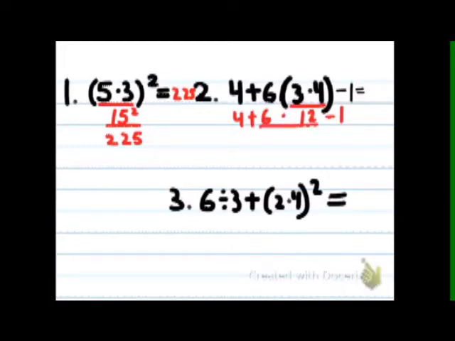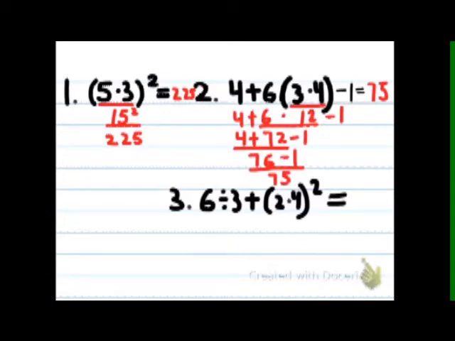So the next step is multiplication. So it will equal 72. Then the next step is division, and there's no division in this problem. So then we go to adding. So 72 plus 4 is 76. And then the last step, 76 minus 1 is 75. So our answer is 75.